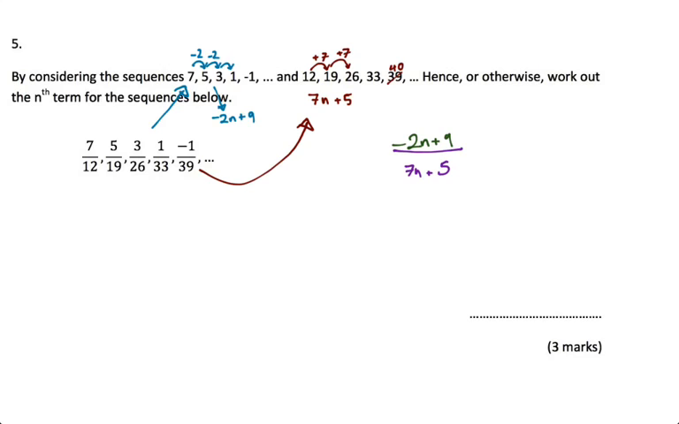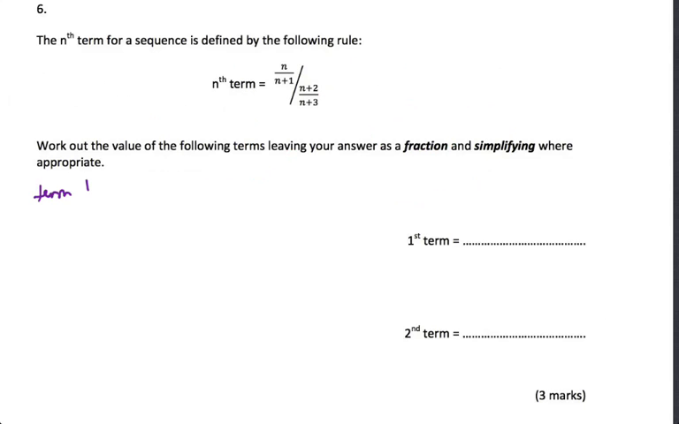You can't find common differences between the fractions. You've got a linear sequence as a numerator and a linear sequence as a denominator. You can't simplify this any further. This is it. Right, next question.